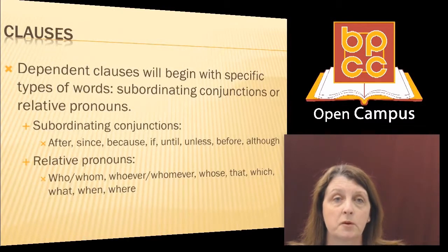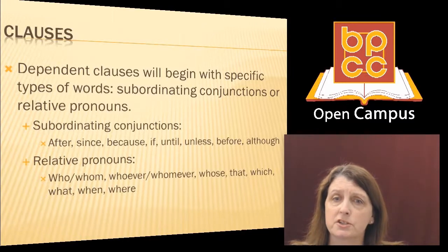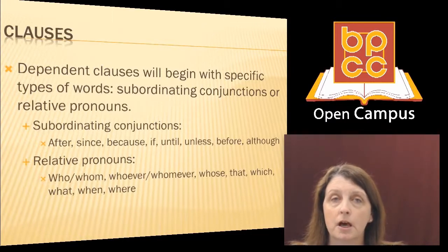Dependent clauses will begin with specific types of words, subordinating conjunctions or relative pronouns. Here are a few. Subordinating conjunction examples are the words after, since, because, if, until, unless, before, and although. Relative pronouns: who and whom, whoever and whomever, whose, that, which, what, when, and where.